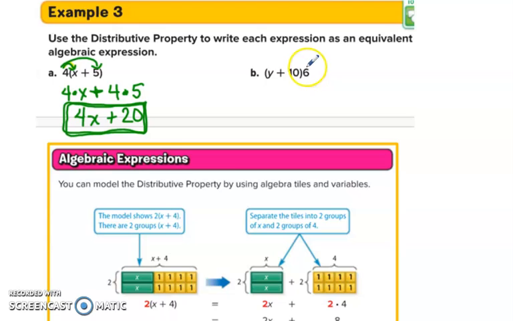Okay, so I'd like you to pause the video, have your teacher pause the video, and I'd like you to do this one, where it's 6 times the quantity of y plus 10. So go ahead and pause. Okay, we will go and take 6 times y plus 6 times 10.